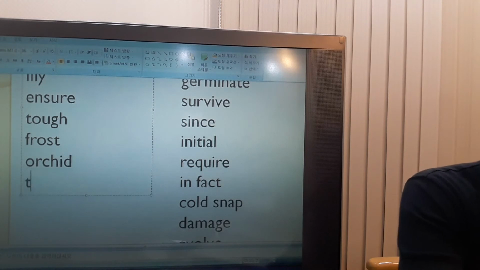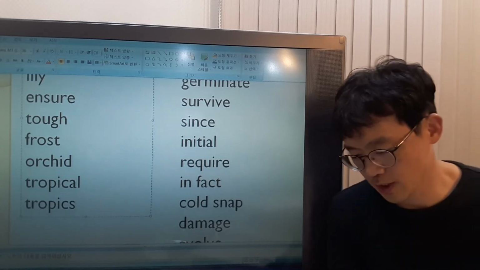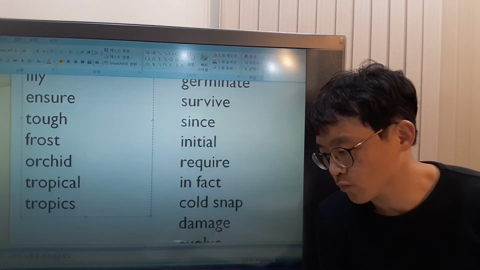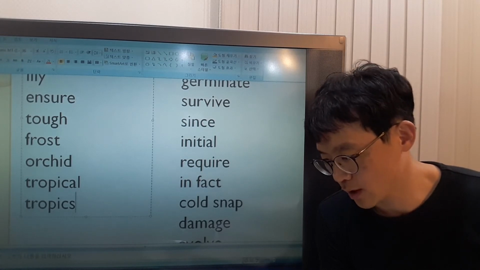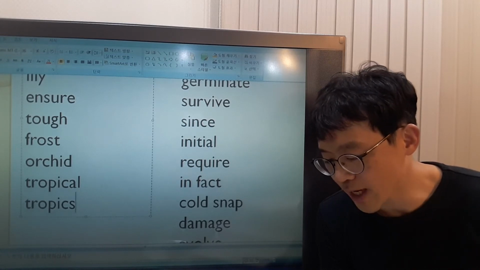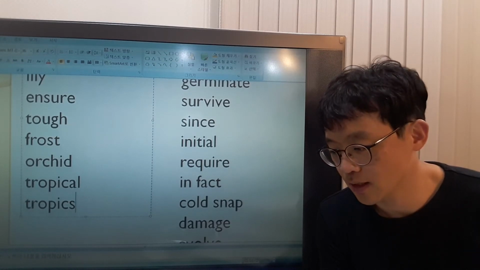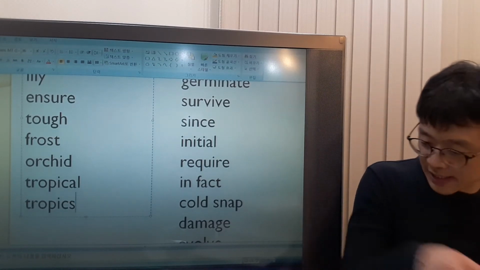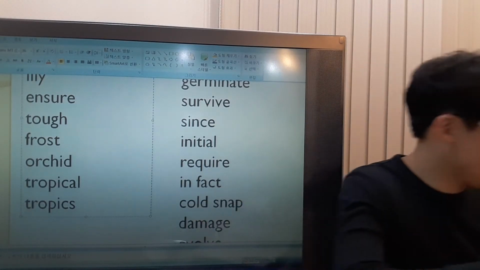What does tropical mean? Tropical means relating to the tropics. What is tropics? It's the area between two latitudes around the equator. Okay? And let me draw you a picture so that you can understand better.